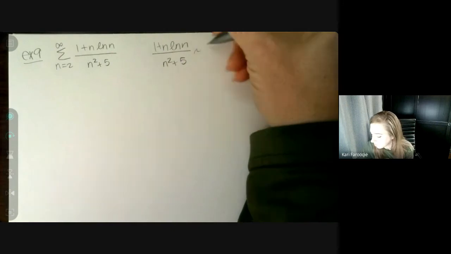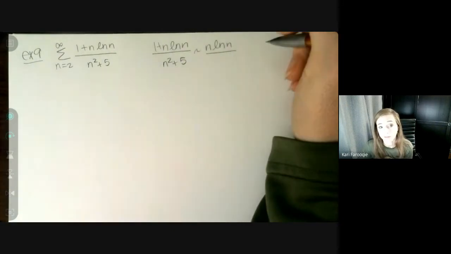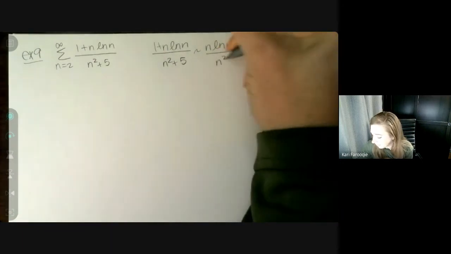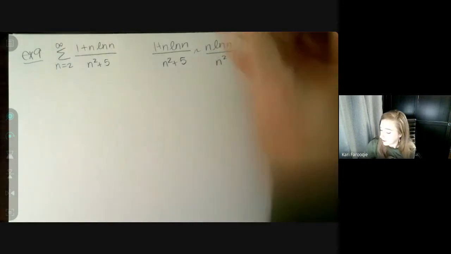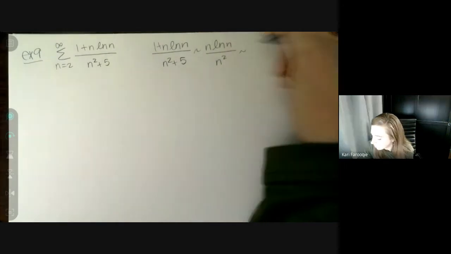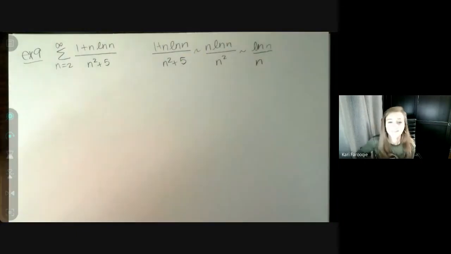All right, I'm taking my series out. I'm going to find a comparison series. I'm going to take off the constants first. And I'm going to say this is approximately equal to n times the natural log of n divided by n squared. Now, once I take off the constants, now I can go ahead and get rid of the common factor of n in each one of these terms. So I can say I have ln n over n.